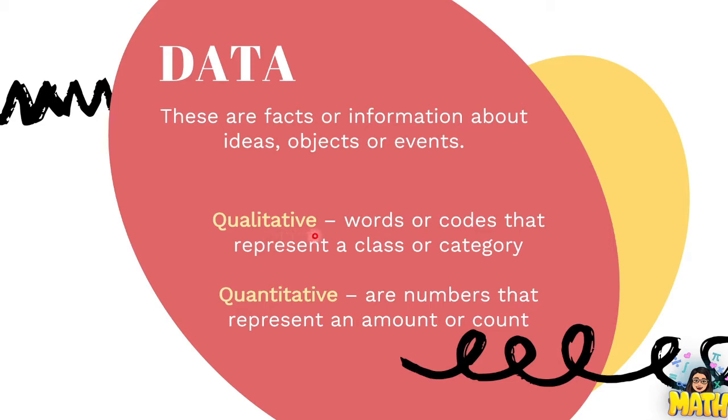When we say qualitative, these are information in words or codes that represent a class or category. For example, we can have the class section, preference, just like yes or no, blood types, favorite food, movie, or music. Those are examples of qualitative data. And when we say quantitative, these are numbers that represent an amount or count. Let's say, for example, we would like to get the temperature, and the data that we can get is in degrees Celsius or in degree Fahrenheit. Same thing with the weight, height, amount of time, etc.